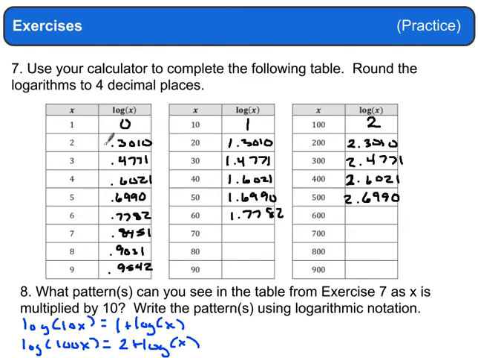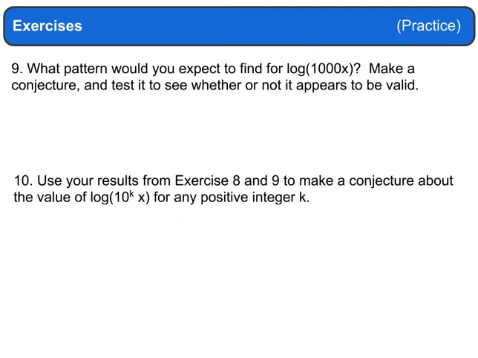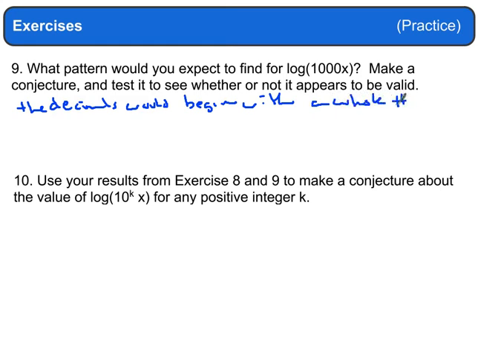Right, these were the basics. We added 1 to get to the things in the tens. We added 2 to get from the original table to over here. So then they ask us number 9, what would you expect the pattern to be to find log of 1000x, make a conjecture, and then write down what you think it is. And so our conjecture is that the decimals would begin with a whole number 3.